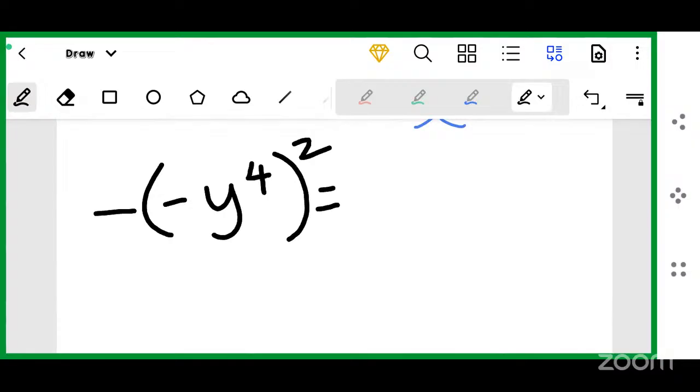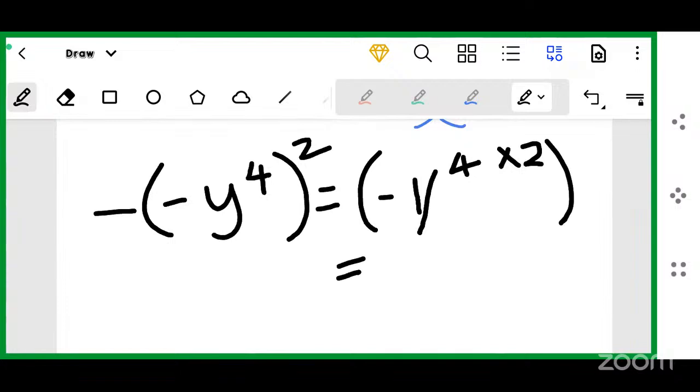I would write negative. No. I would write open brackets, negative y to the power of 4, times 2, okay, and that equals negative y to the power of 8. Okay, so we didn't work out this negative inside.